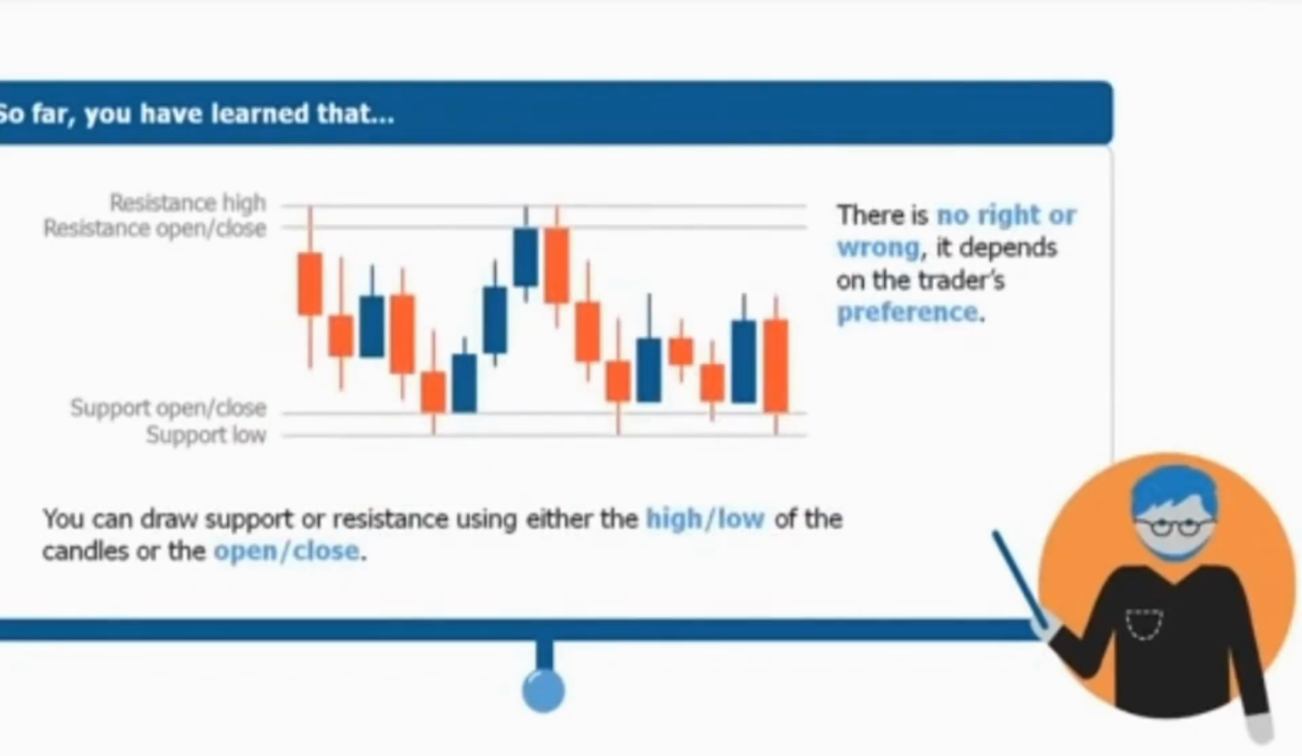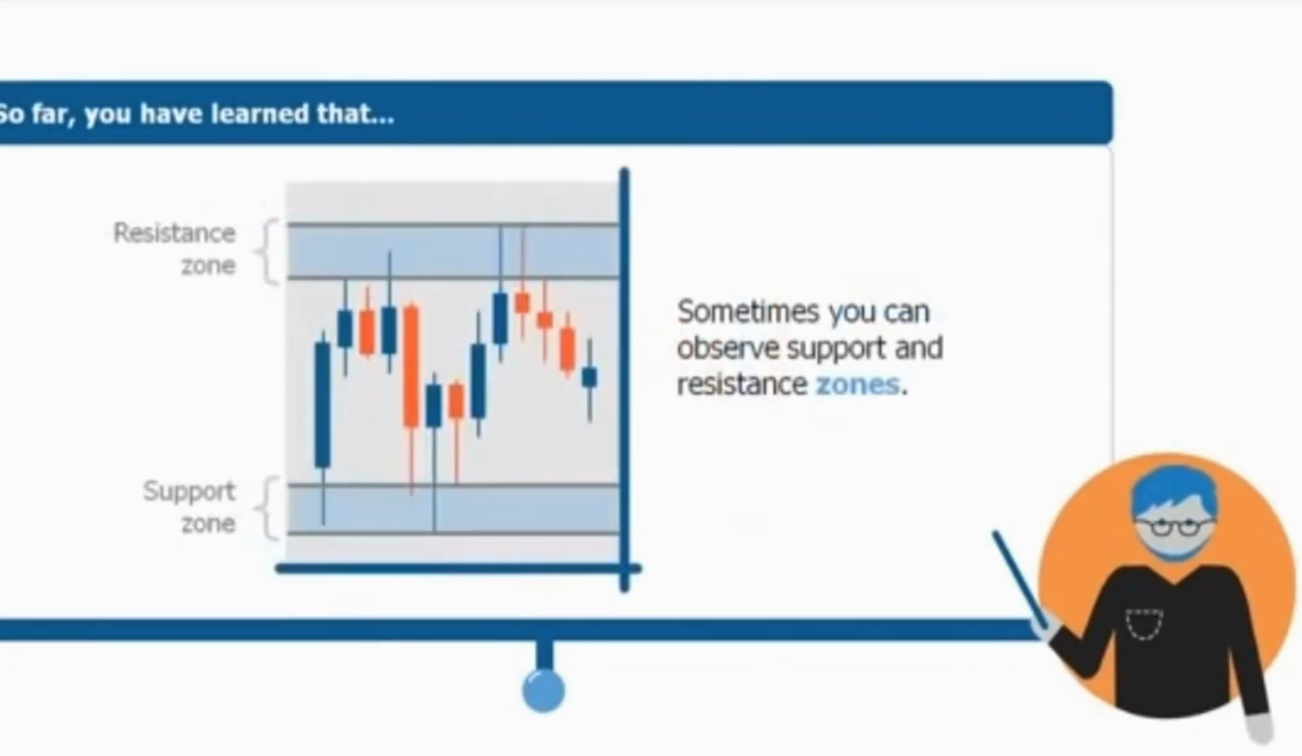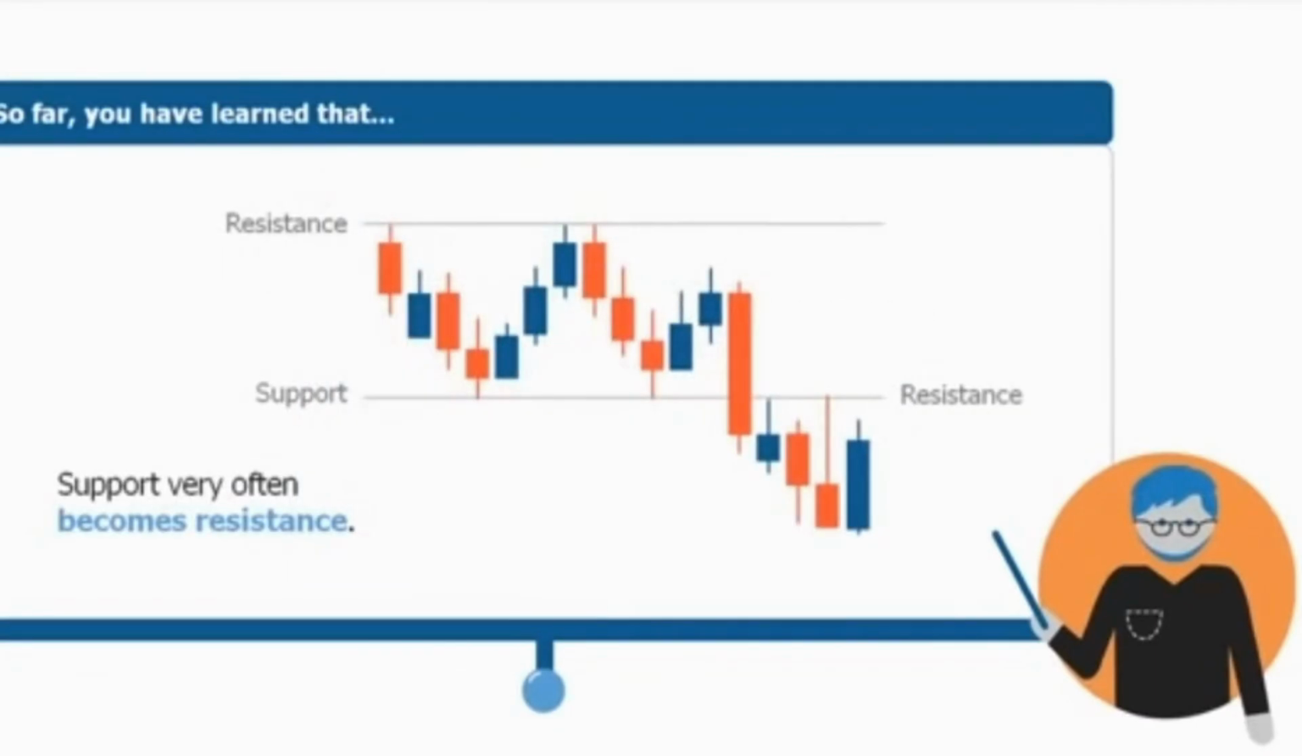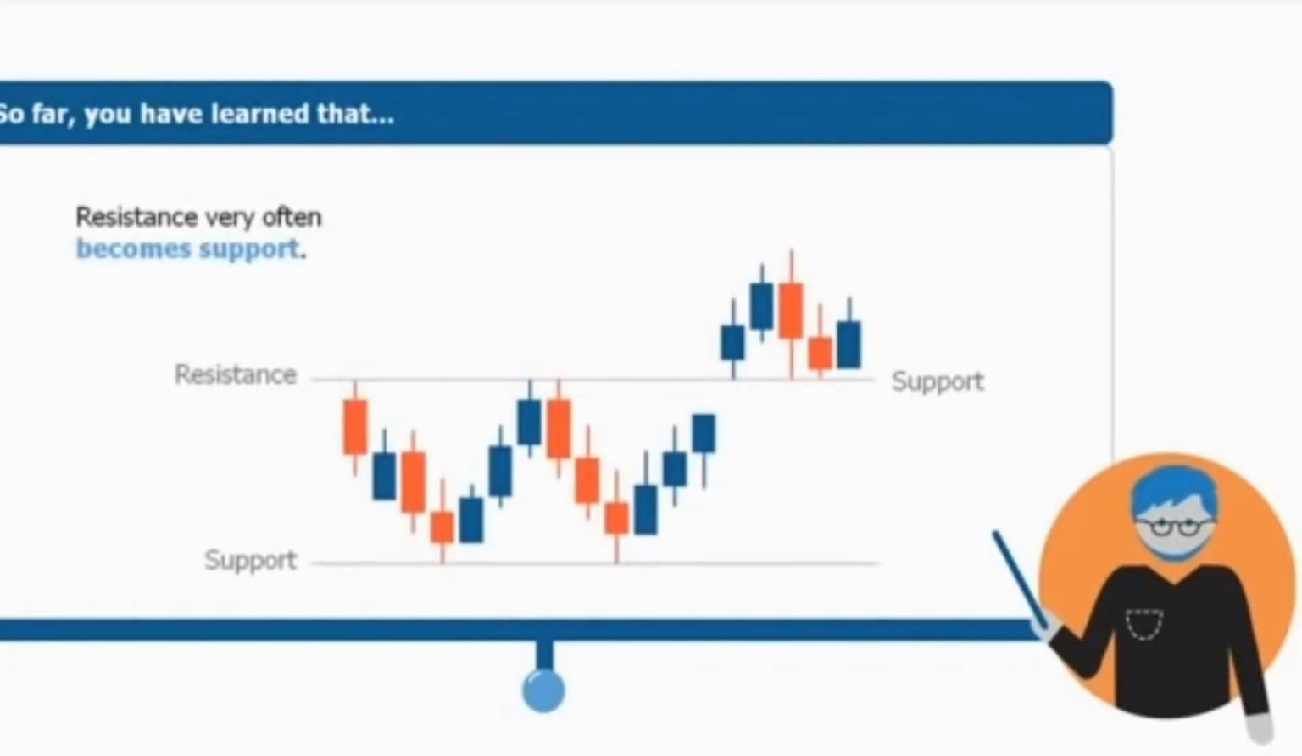You also saw that it is possible to draw support or resistance on either the high, low of the candles or on the open or close. There is no right or wrong way to do this, it just depends on your preference. The support and resistance levels are not set in stone, but they are very often zones. Furthermore, you learn that often support can become resistance. And resistance often becomes support.